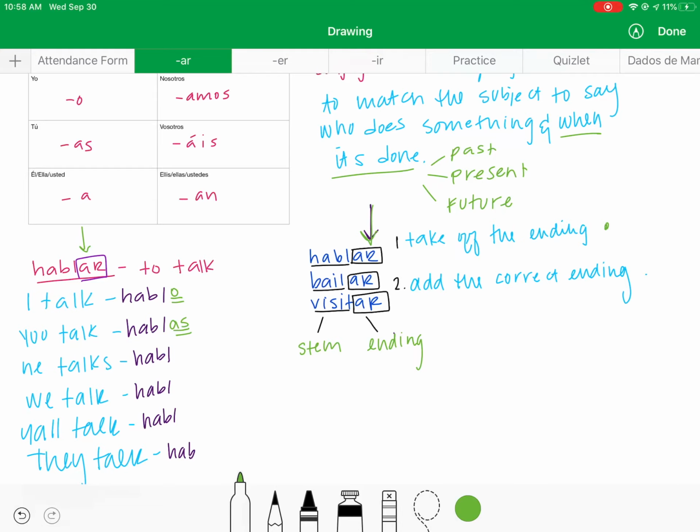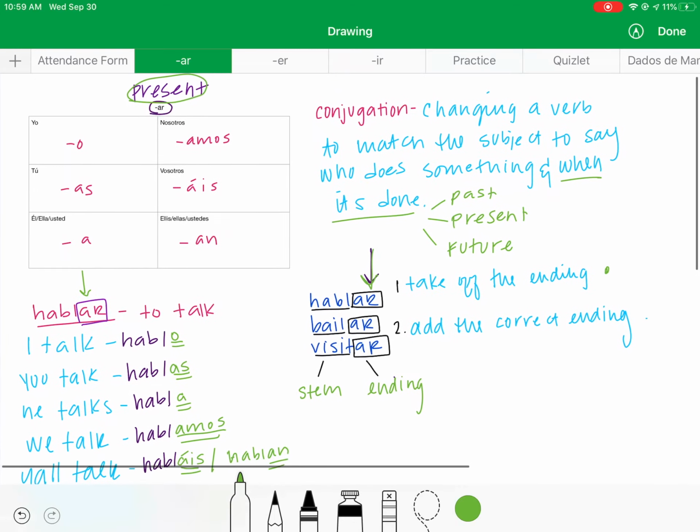All right, so then the next one, he talks, would be habla. We talk would be hablamos. Y'all talk, there's two options here. We have habláis, remember that's only in Spain, or hablan. That's going to be the more common one. They talk, oops, hablan. Somehow my N got erased. Okay, so that is AR verbs.